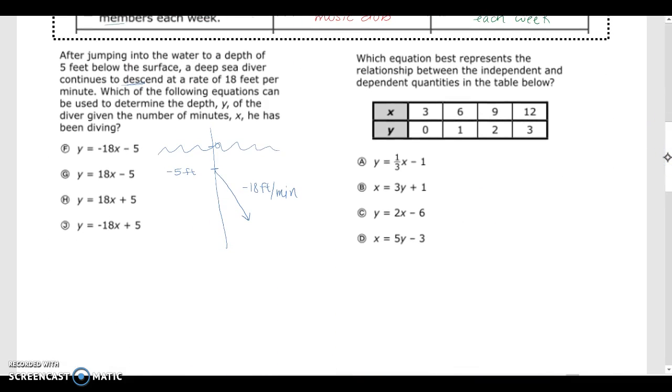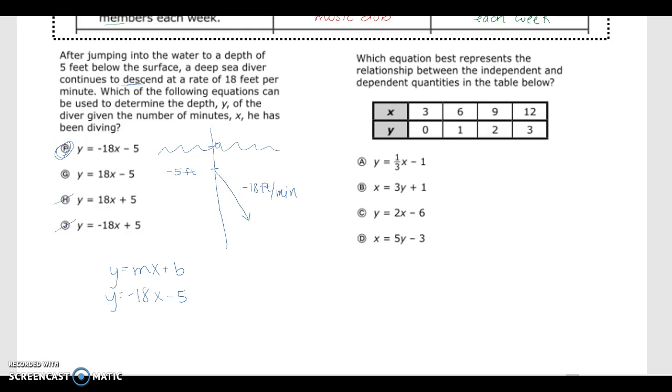Okay, we write an equation, so y equals mx plus b. We know that b is our starting point, so we started at -5. And m can be the change. So for every minute, they went down an additional 18 feet. So -18, y equals -18x minus 5. So with the -5, we can eliminate G and H. -18 gives us an answer of F.